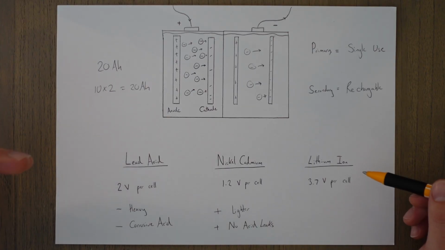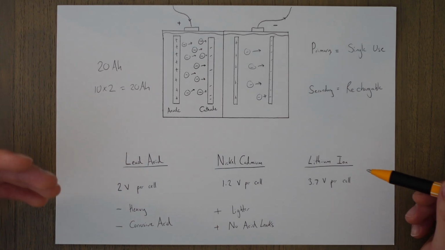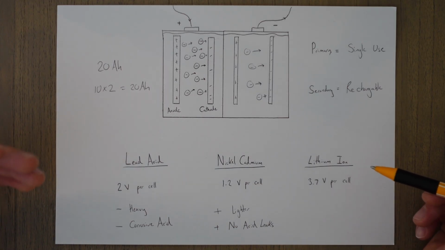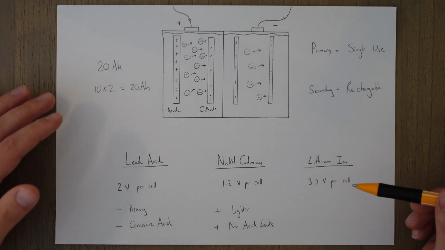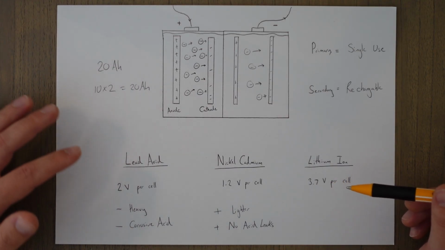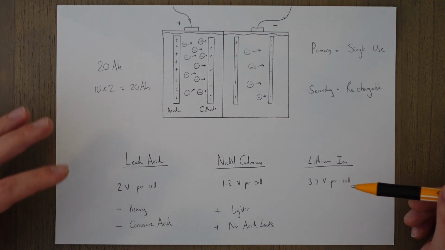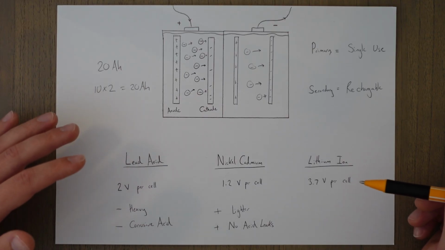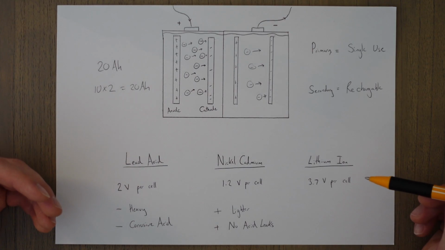The third type is lithium-ion batteries. These are the batteries that most modern electronic devices use, like phones and laptops, and they have a very high energy density, meaning that for their weight they produce a lot of energy, about 3.7 volts per cell, although I've seen quite a lot of variance on this figure. Anywhere from between like 2.5 to about 4 volts is what I've seen. So 3.7 seemed to be one that I saw quite a lot.